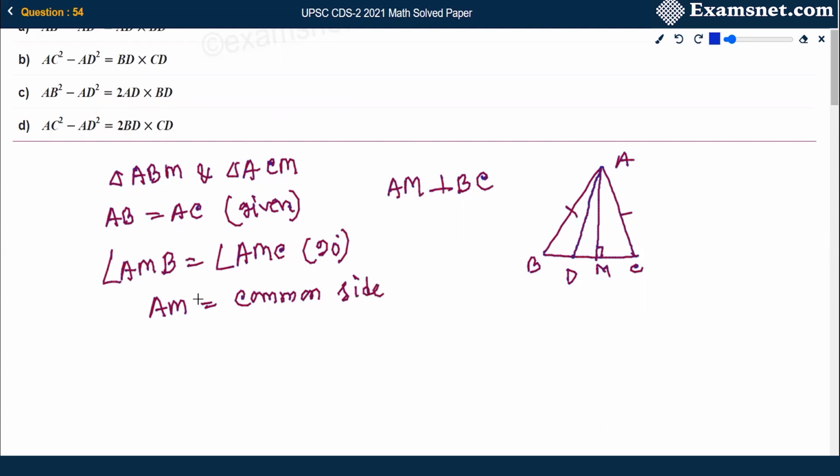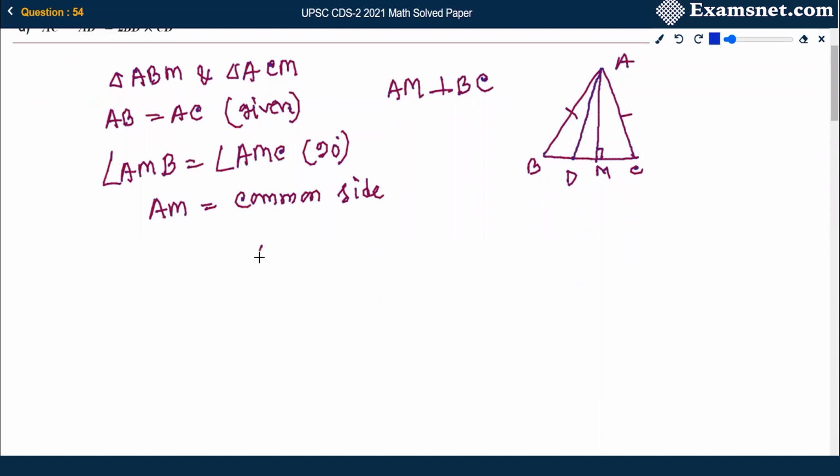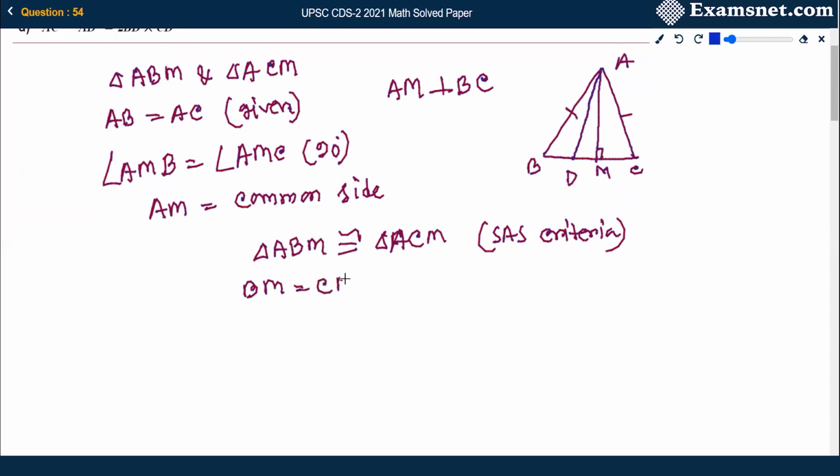So side angle side is SAS criteria. ABM is congruent with ACM based on SAS criteria. So we can see that BM equals CM by CPCT, corresponding parts of congruent triangles.